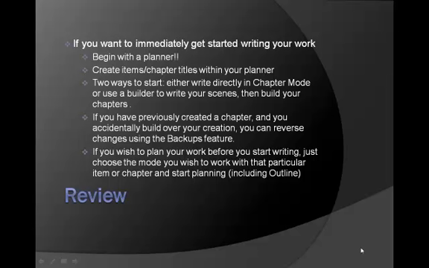So let's review what I've covered so far in this tutorial. If you want to immediately get started with writing your work, always begin with a planner. Then, once you do that, create items and or chapter titles within your planner to help you get started. There are two ways you can start writing your story. You can either directly write in chapter mode, or you can use a builder to write your scenes and then build your chapters afterward. If you have previously created a chapter and you accidentally build over your creation using the builder feature, you can reverse changes using the backups feature of the program.